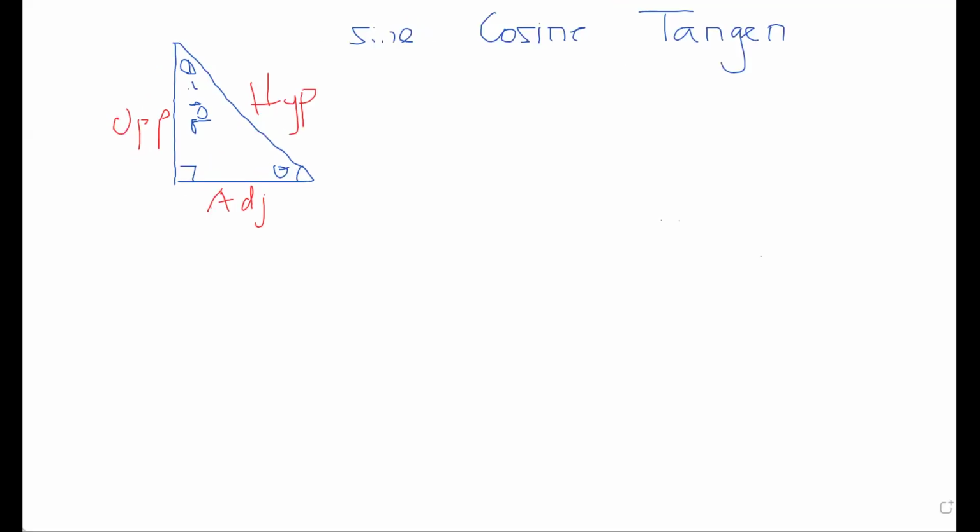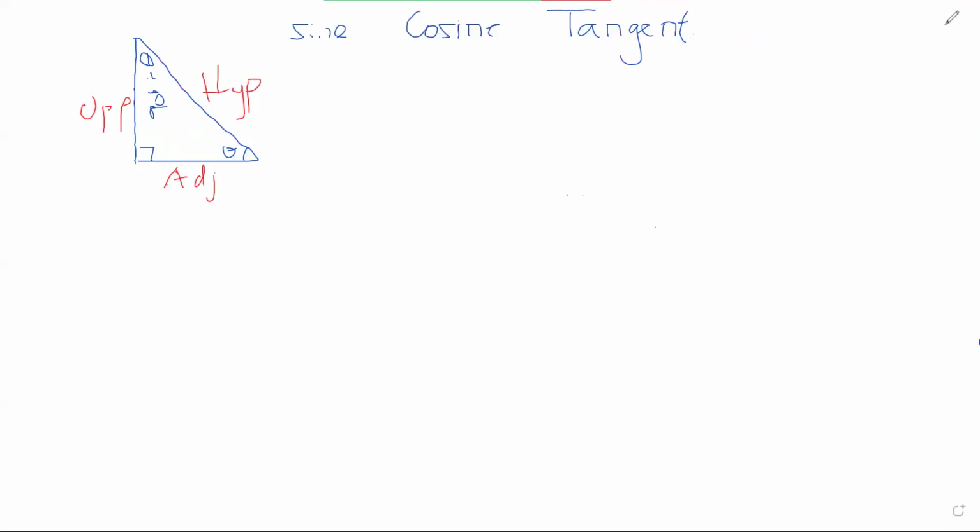Our tangent. Okay. So our sine is what we refer to most times as our SOH, then our cosine, CAH, and then our tangent as TOA. Okay, so what is the meaning of this?